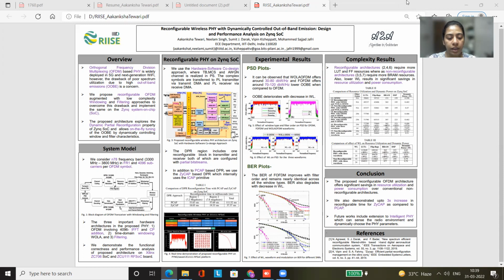In our work, we aim to address this challenge by augmenting OFDM PHY with low complexity time domain windowing and frequency domain filtering operations. By using the dynamic partial reconfiguration property of Zynq SoC, we aim to demonstrate the dynamic switching between simple OFDM waveform, window overlap and add based OFDM waveform, and filtered OFDM waveform, and also between the different filter orders and window types.